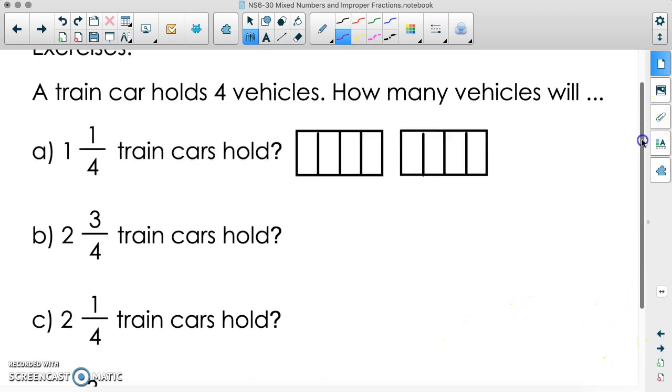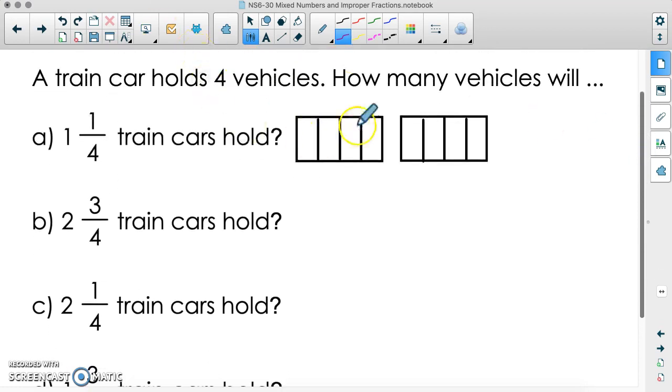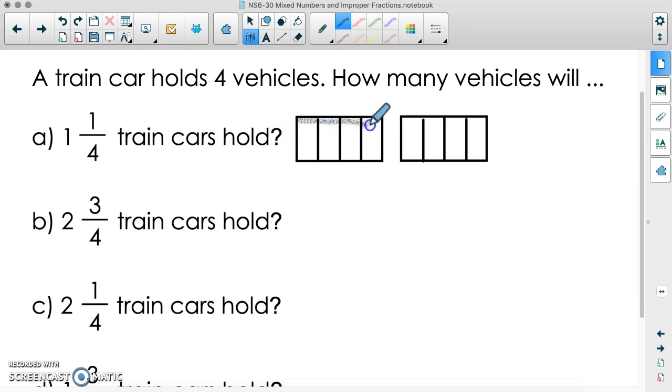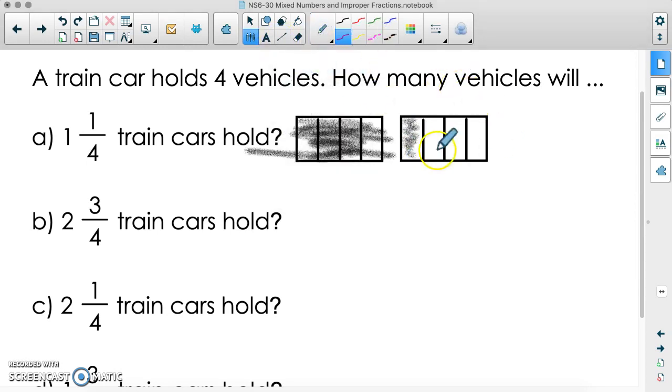Now, let's do some exercises. We'll do A together, and then you're going to try B, C, D on your own. So a train car holds 4 vehicles. So I've drawn out your vehicle here. How many vehicles will 1 1/4 train cars hold? So you have a full train car here already because you know you have 1 whole. So this train car is full of vehicles. So you have 4 vehicles. Then in your second train car, you have 1/4. So how many vehicles are going to fit into 1 1/4 train cars? Well, you would have 5.